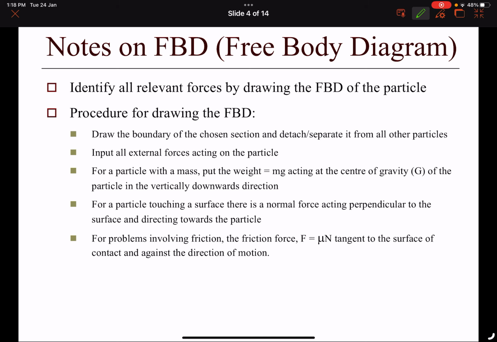Again, this is the same slide that I taught you in statics, where you have to draw the FBD, the free body diagram. Once you have the figure from the question or from any problem, you have to draw the FBD first. The first step is the identification of all relevant forces. So you have to identify all relevant forces by drawing the FBD of the particle or rigid body.